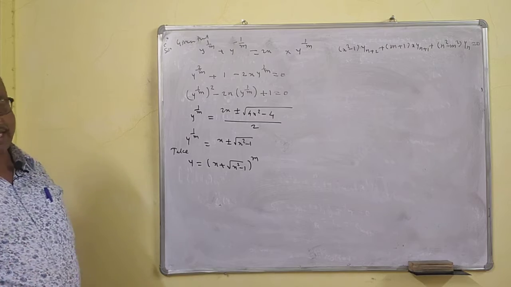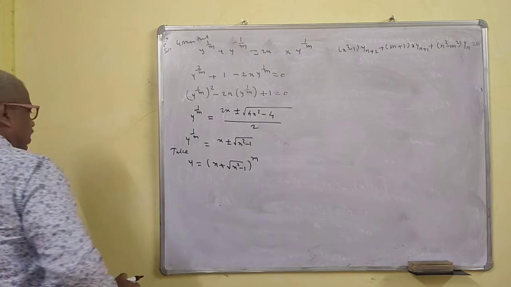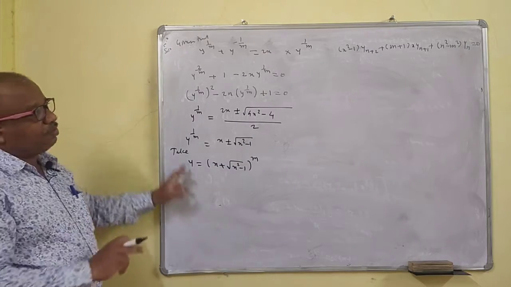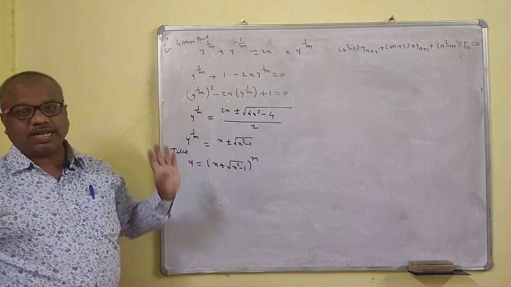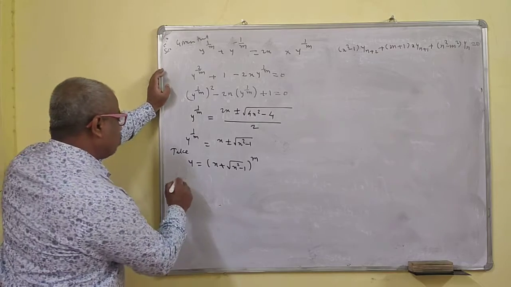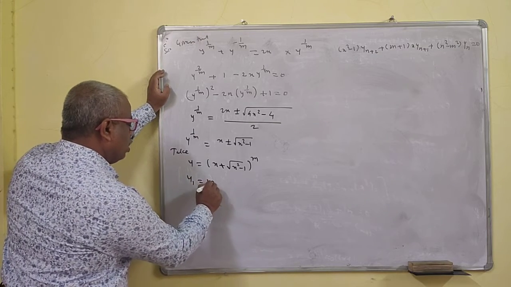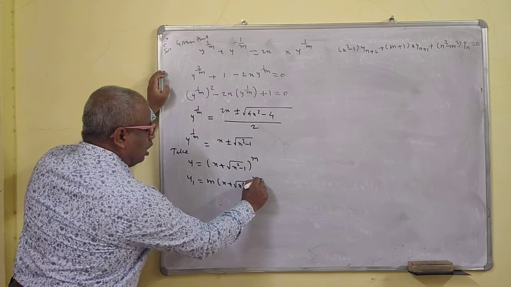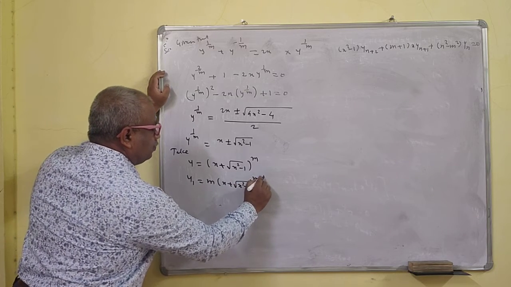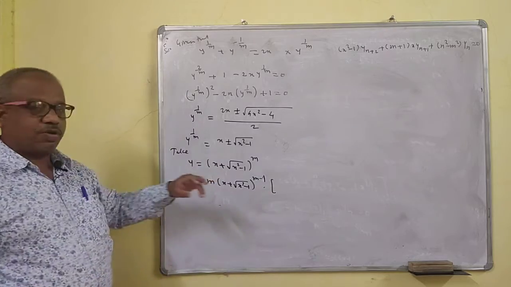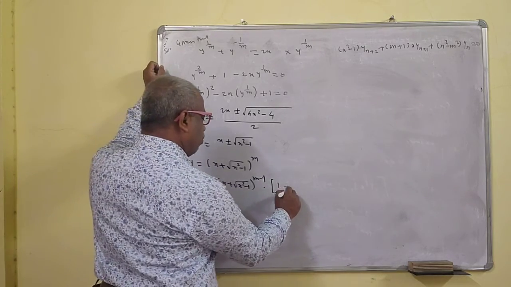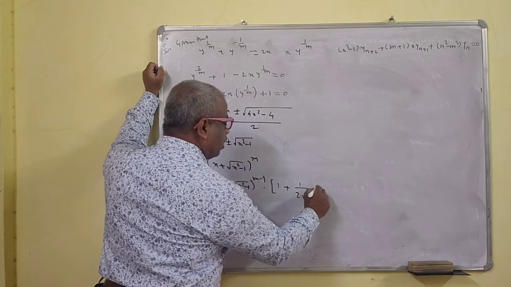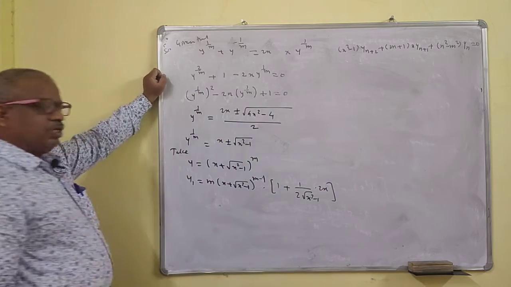Now we'll find the derivative of this. We'll find the derivative, then the (n+1)th and (n+2)th derivatives of this. We must get that, so we'll see whether we get that or not. So this is y1: m times x plus root of x square minus 1 raised to m minus 1, into the derivative of this. The derivative of this is 1 plus 1 upon 2 root of x square minus 1 into twice x.